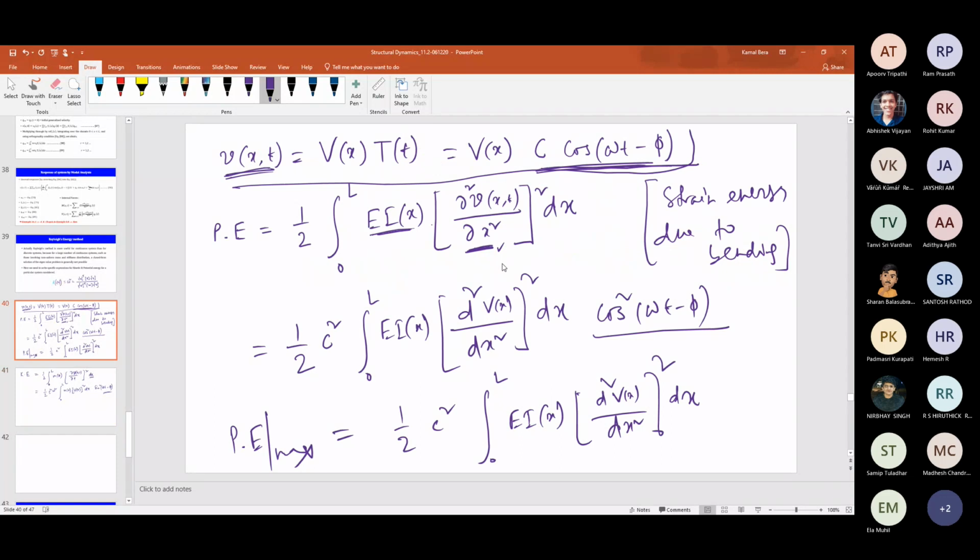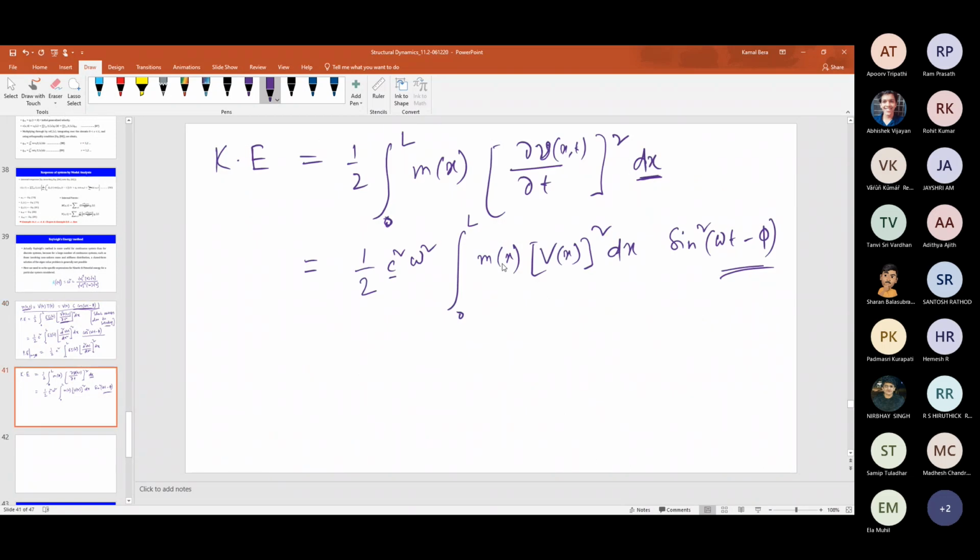So be careful about this thing. Here the derivative is space dependent, because it is the strain energy due to bending we are considering, right? And here it is the time derivative with respect to time, because it is the velocity. I want to find out velocity. So v is the transverse displacement or bending deformation of the beam, small v. The derivative with respect to time gives you the velocity. So if you do it, you will get like this.